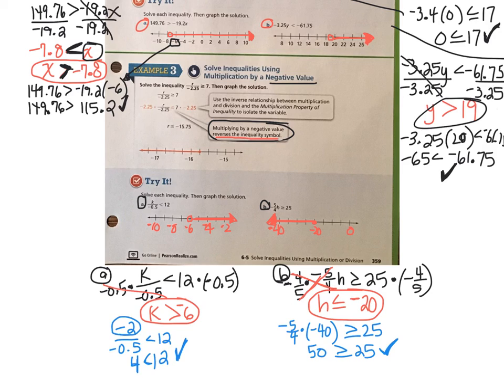And then when I pick a number that is less than or equal to negative 20, I chose negative 40 right here. And after I chose negative 40, I got 50 is greater than or equal to 25, which is again a true statement, so we should be good to go there.